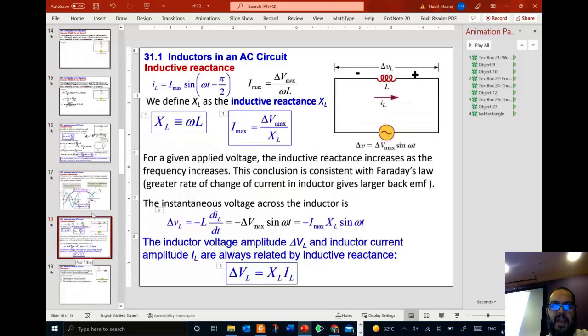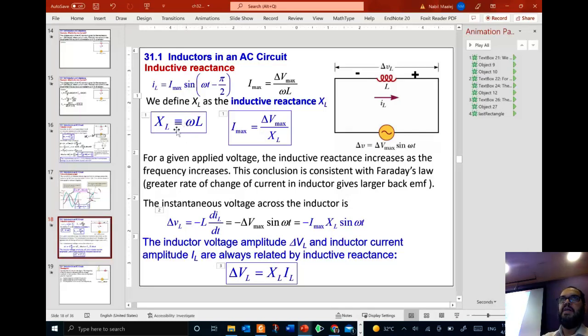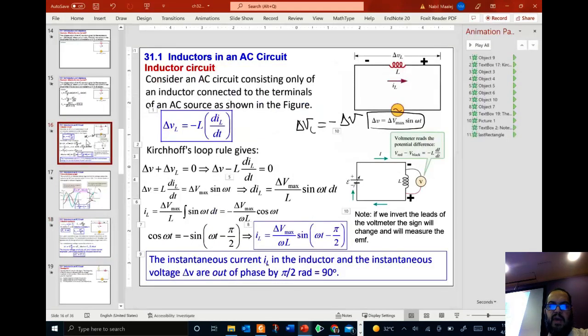Okay, so for an inductor, the inductive reactance we said is omega L, and in some textbooks they call it the impedance. And we found, after we have written the loop equation, we deduced that the current through the inductor is delta V max divided by omega L times sine of omega t minus pi over 2. So the phase difference from the source voltage is minus pi over 2.